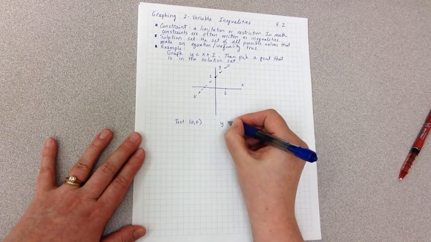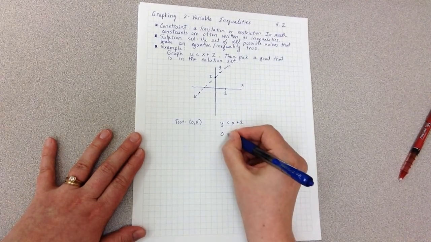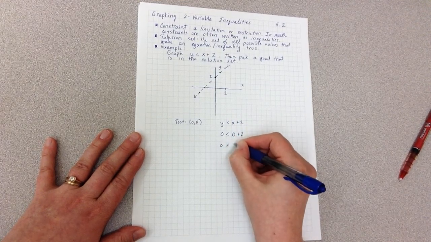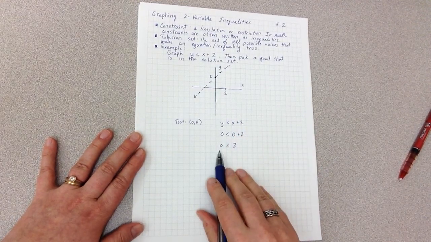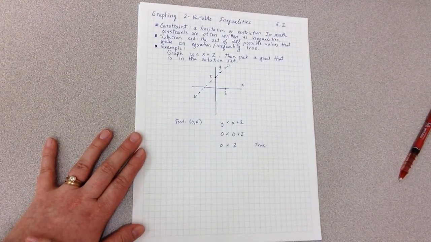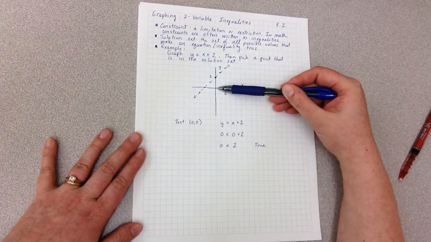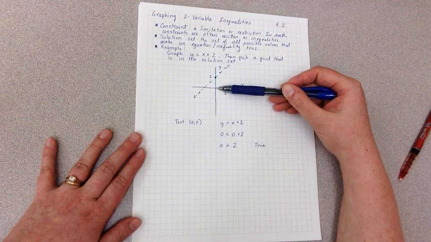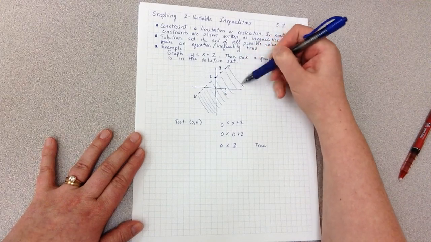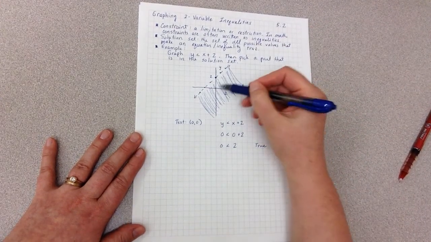So I have my inequality, y is less than x plus 2. I plug 0 in for y, plug 0 in for x. And I ask myself, is this true? Is 0 less than 2? And it is true, which means 0, 0 is part of the solution set. It is a point that makes the inequality true. So then I shade the side of the line that includes the point 0, 0.